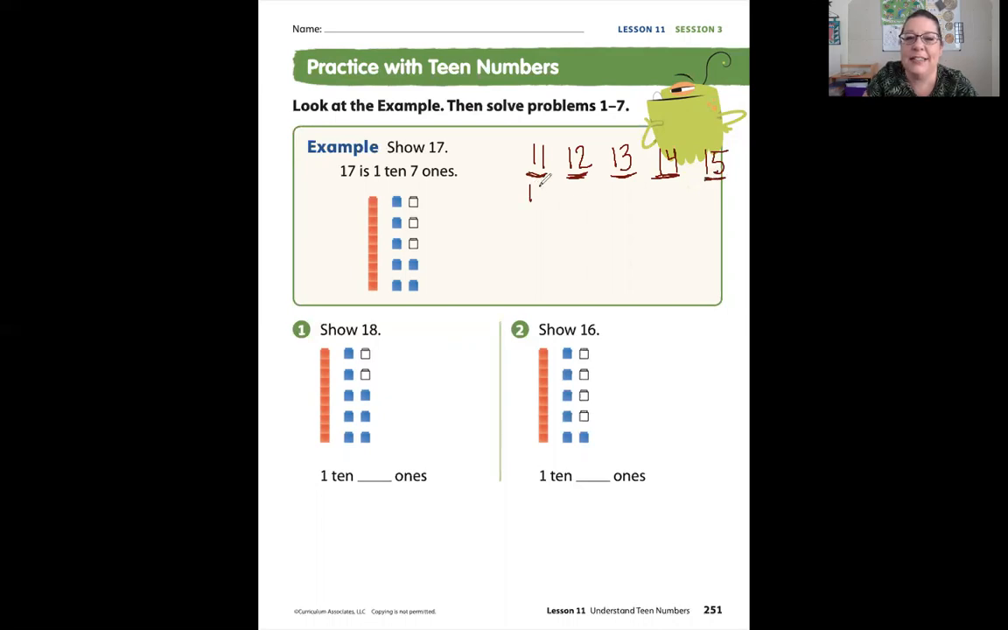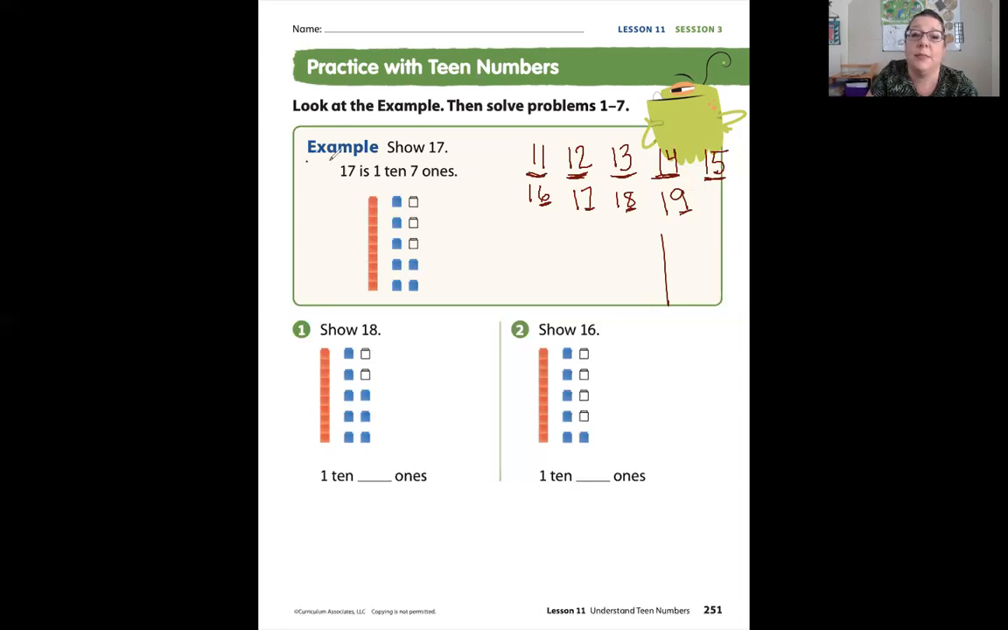1 ten and 6 ones is 16. 1 ten and 7 ones is 17. 1 ten and 8 ones is 18. 1 ten and 9 ones is 19. So our teen numbers always have at least one group of 10 and some ones. It could be 1 one, 2 ones, 3 ones, all the way up to 9 ones.